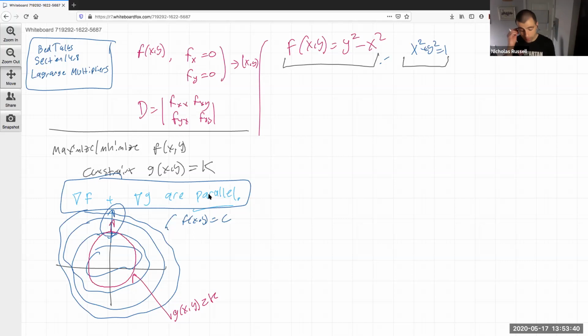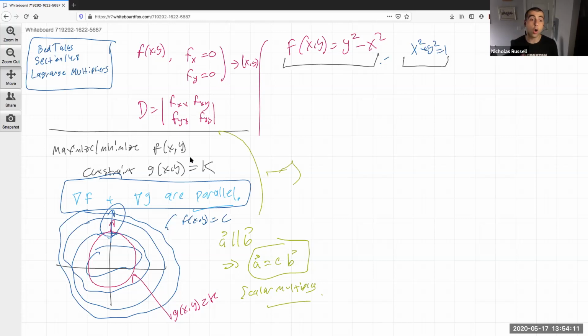So if they're parallel, as a reminder, how do I know if two vectors are parallel? If I have A parallel to B, we know that there's a constant, usually we call it lambda, maybe C here, where I can multiply C times my vector B and get A. They're scalar multiples of each other. And so what I want to find are all the points x and y. This is actually the concept of Lagrange multipliers.